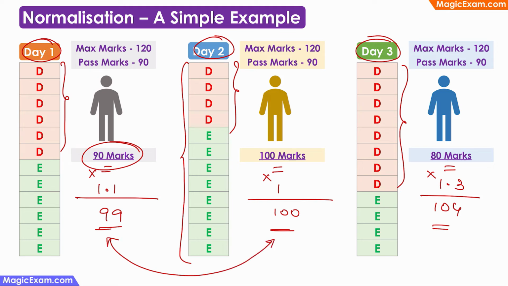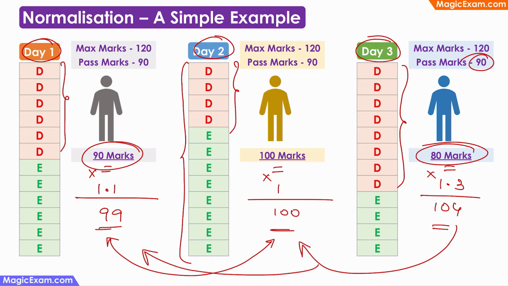And the candidate who actually failed because he scored only 80 marks and did not reach 90 has actually managed to score more marks than his other two friends after normalization. So this is how normalization can affect the marks of the candidate depending on the type of formula and the type of approach that is used. So this is not the exact process that is going to be used in CTET. I'm just giving you a simple example so that you understand how it works.